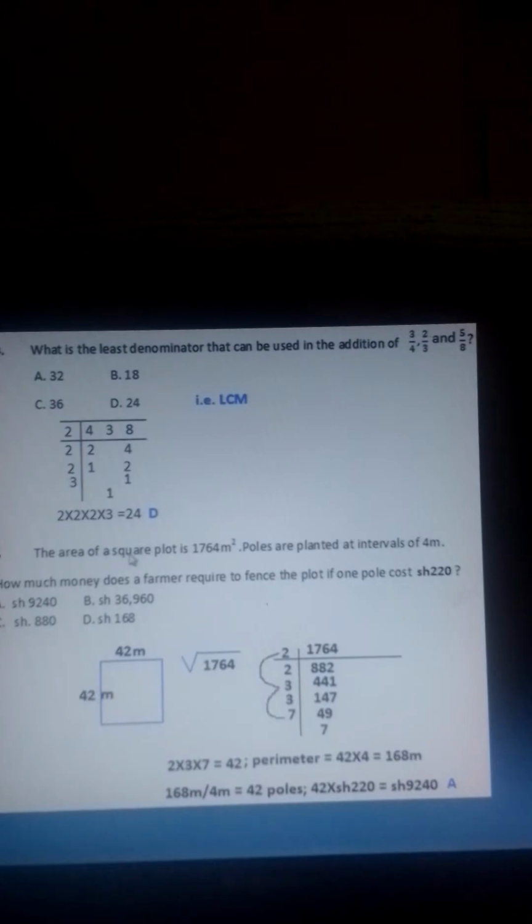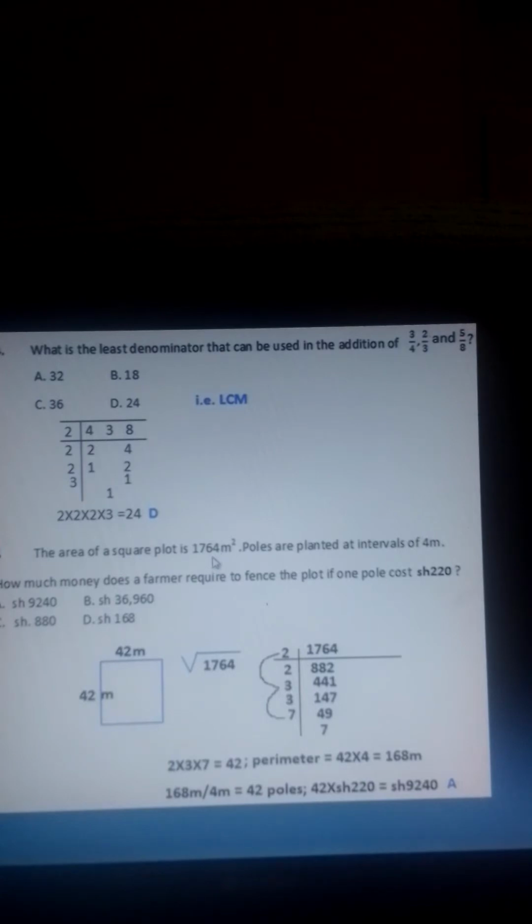The area of a square plot is 1,764 square meters. Poles are planted at intervals of 4 meters. How much money does a farmer require to fence the plot if one pole costs shillings 220? So what you need to do here is to find the square root of this area, this number here, because it's a square plot and is the area.